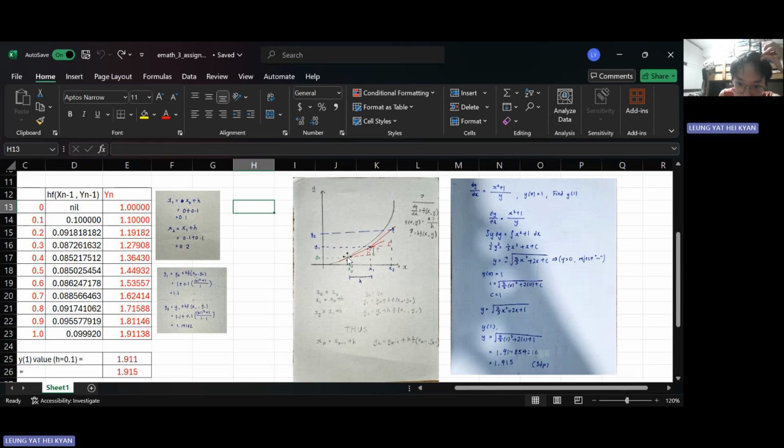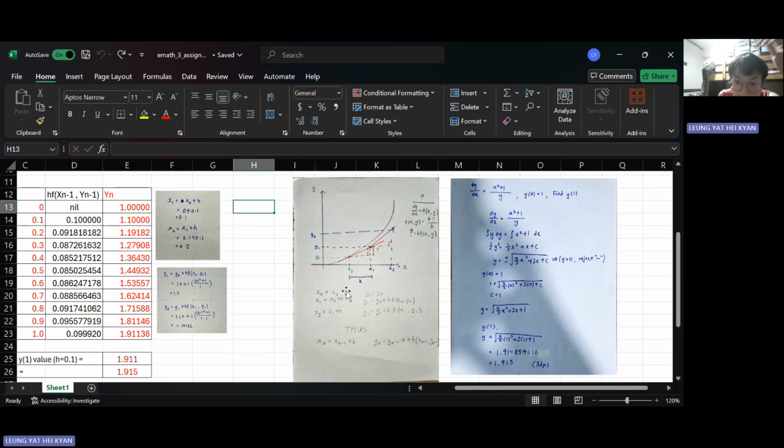Now, we know that this is a right angle triangle, so we can use rise over run, where f(x, y) is equivalent to this vertical distance over h, which then gives me h f(x, y). So my y1 value would then be y0 plus h f(x0, y0).